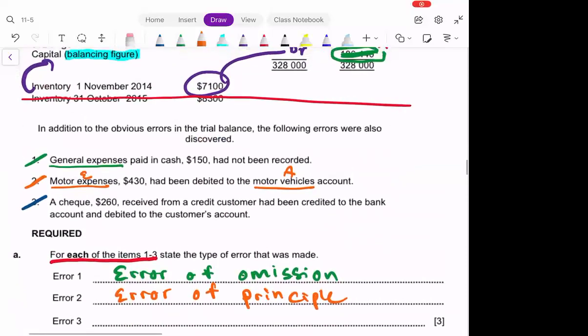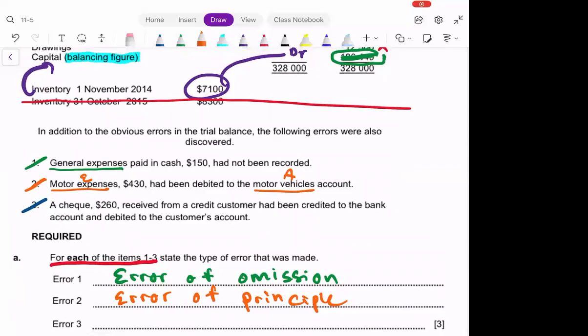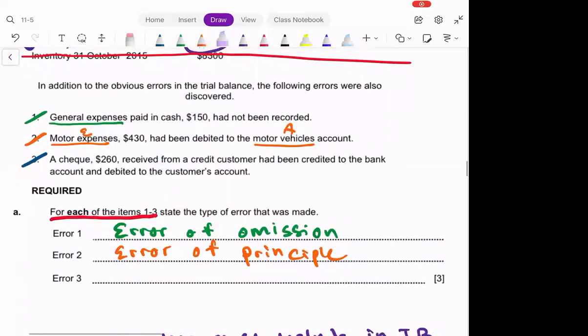Last one. A check 260 received from a credit customer had been credited to the bank account and debited to the customer's account. If you receive a check, your bank is supposed to be debit or credit? Now you receive the check. Bank is supposed to be debit, but this guy recorded it in the credit. And then when the customer pays me, his debt will increase or decrease? Decrease. You're supposed to debit or credit the customer's account? Credit. But this guy recorded it in the debit.